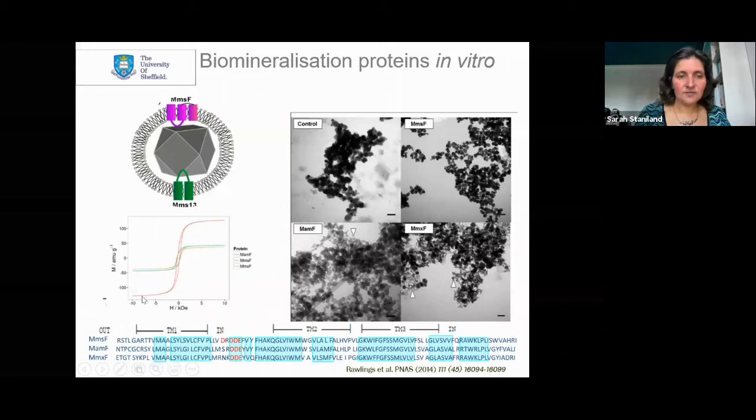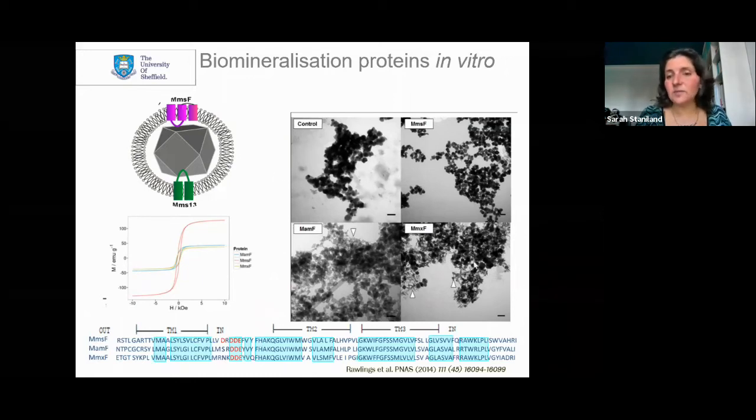This is the MSF, which has the full magnetite pure composition. What I'm showing is the comparison, and what's really interesting about this paper is we also looked at two homologs. MAMF and MMXF are very, very similar proteins to MSF. They just have these very slight differences. So we actually assumed that they'd behave quite similarly. But what we found is that they really, really don't.